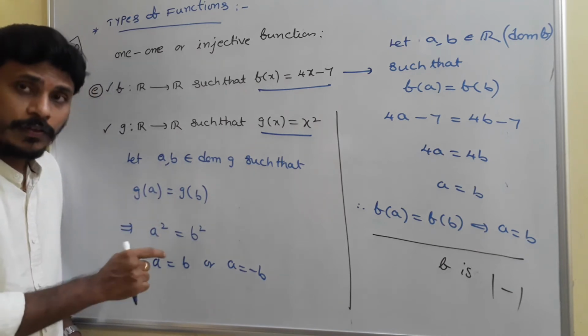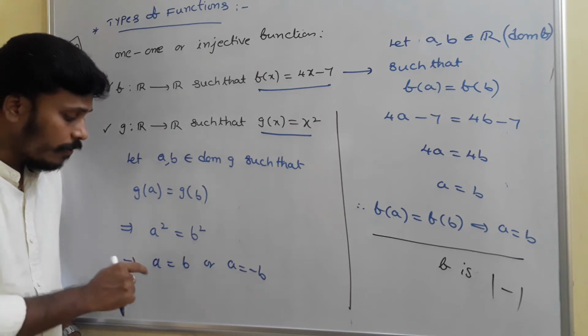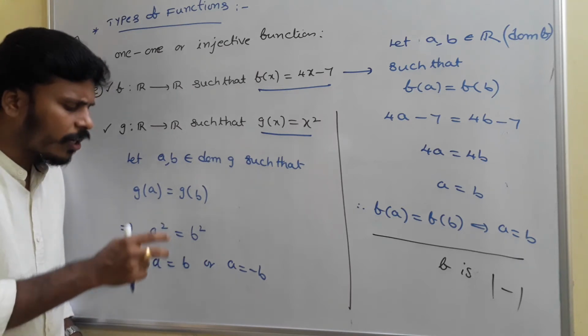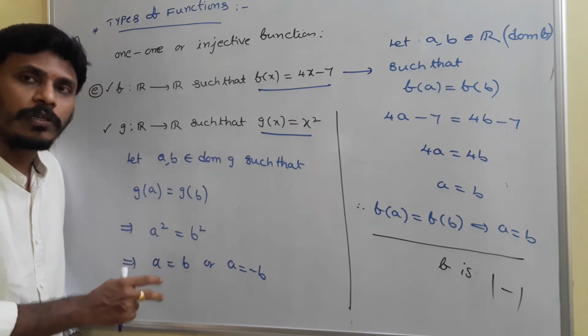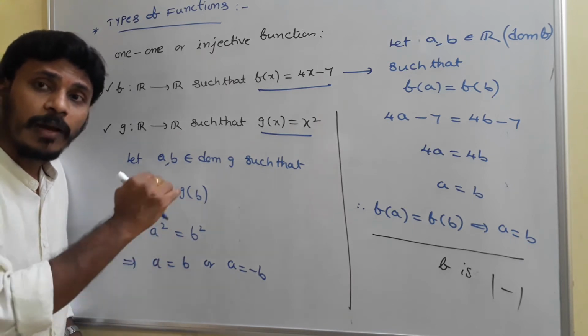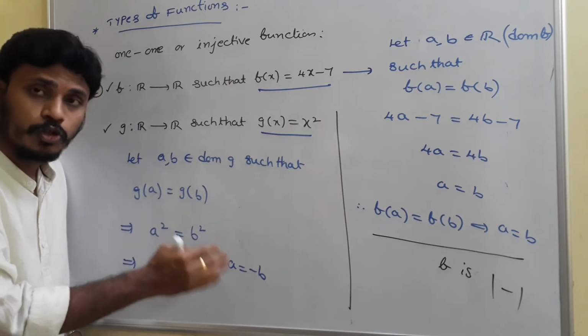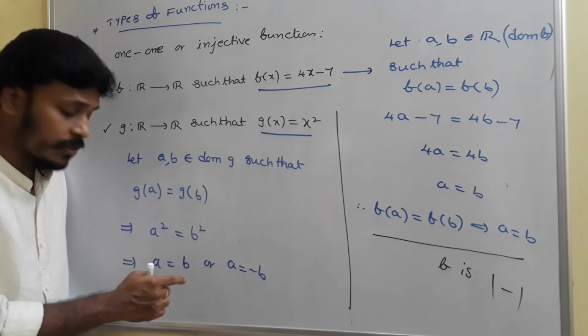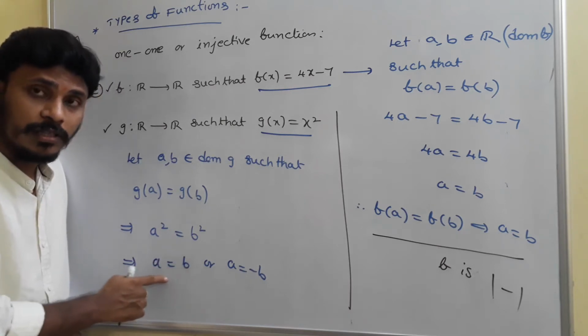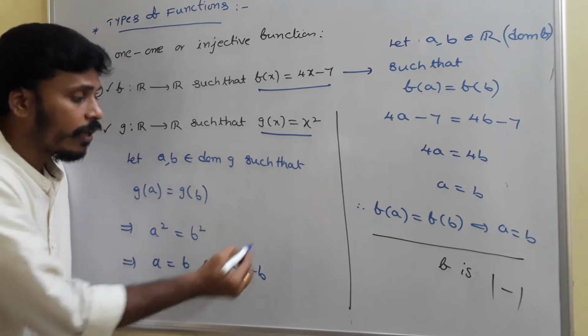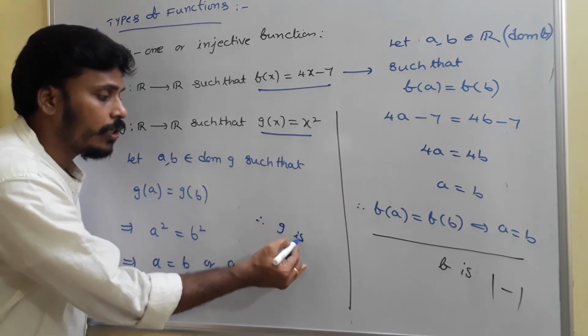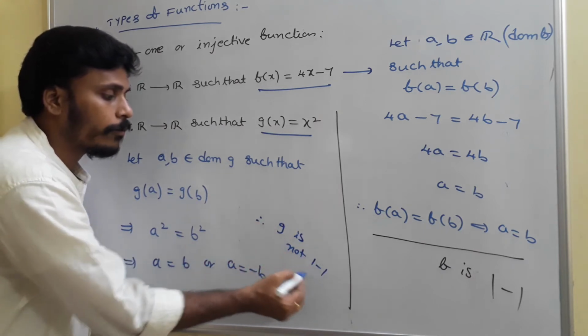So now when you look at this, we can't conclude surely that a is equal to b. Sometimes a is equal to b, sometimes a is equal to minus b. In the sense, we are not 100% sure about a is equal to b, and that's why we say that this function g is not 1-1.